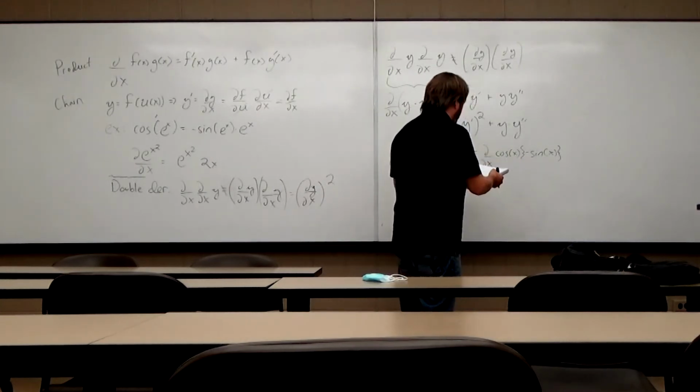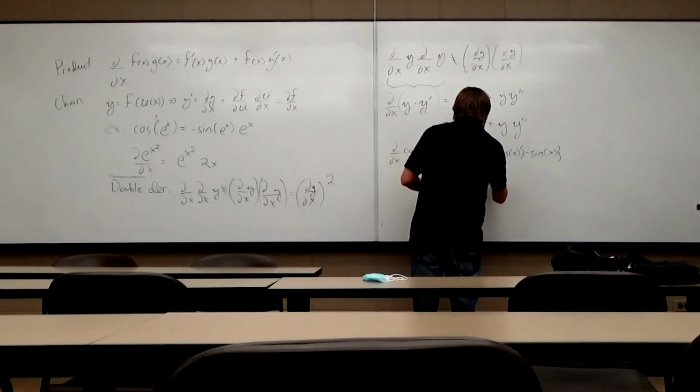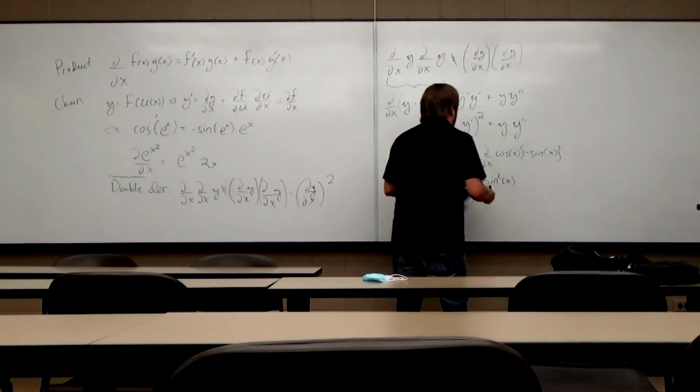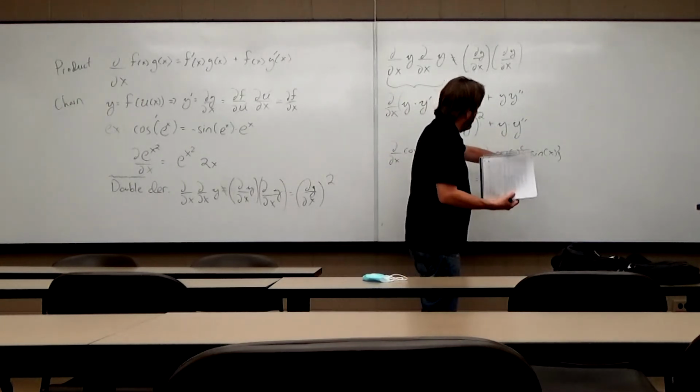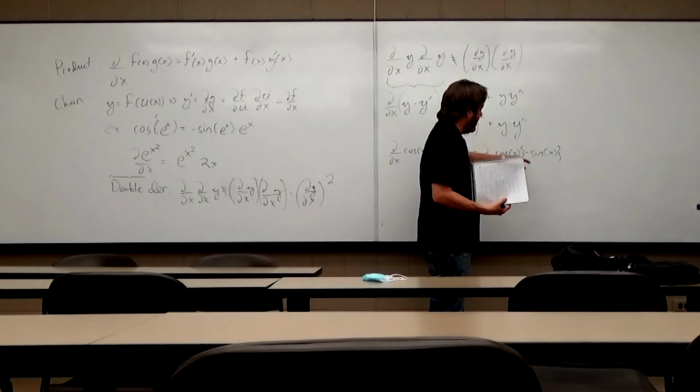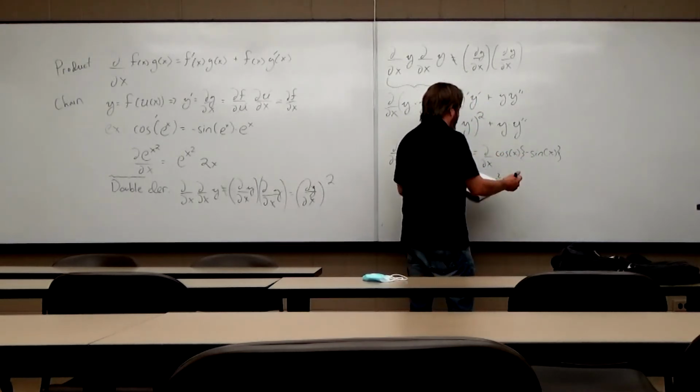Derivative. So that would be minus sine times minus sine, so that's sine squared. Derivative, then I leave that alone, derivative of that. What is that? The derivative of sine is cosine, but I have a minus sine, so that ends up being sine squared minus cosine squared.